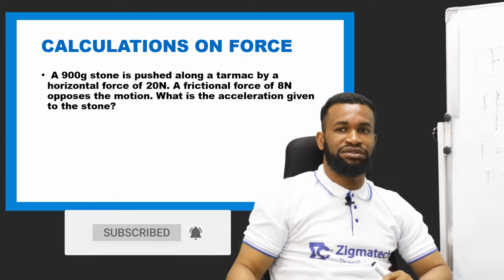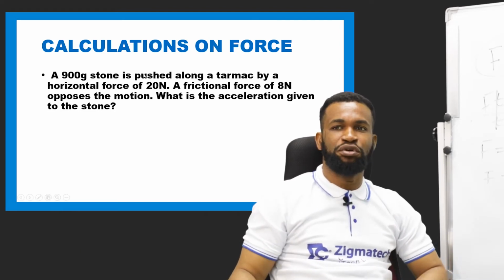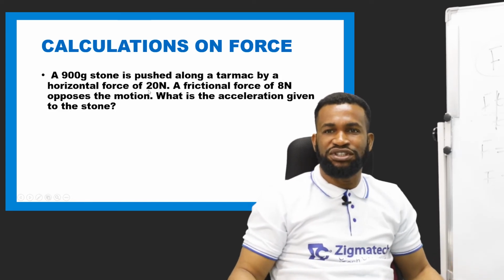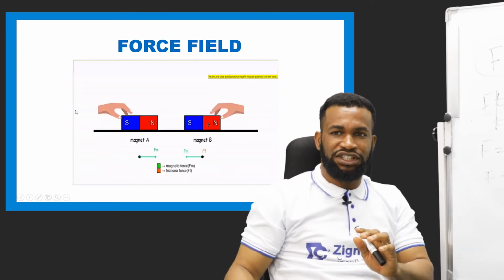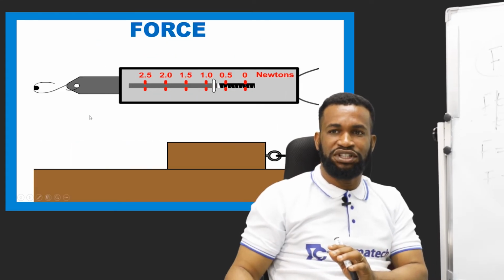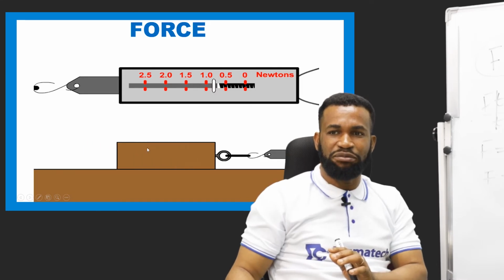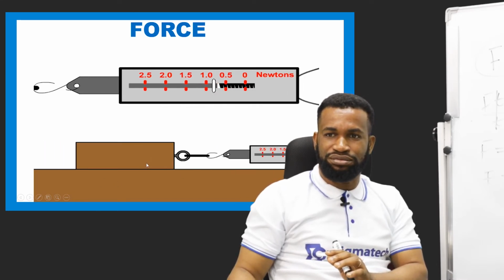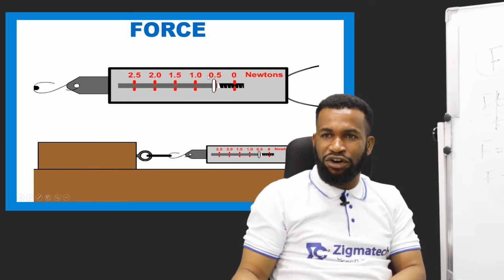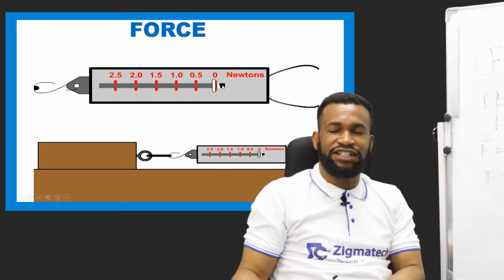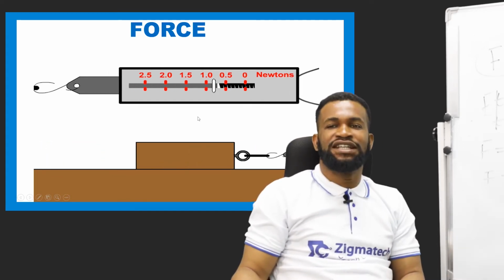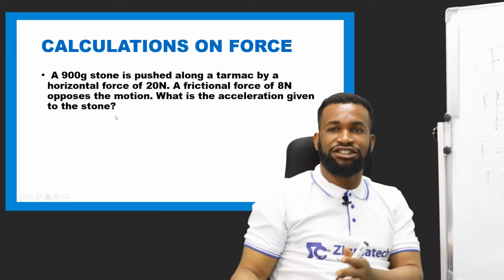Now, let me show you what happened there. A stone is pushed along a tarmac by a horizontal force of 20 Newton. This is what I mean by horizontal force. You see the way the force is pulled in that direction. This kind of instrument is called a spiral spring. It is used in measuring the force on a body. Spiral spring, look at it. Now, going back to that, that is just what happened.